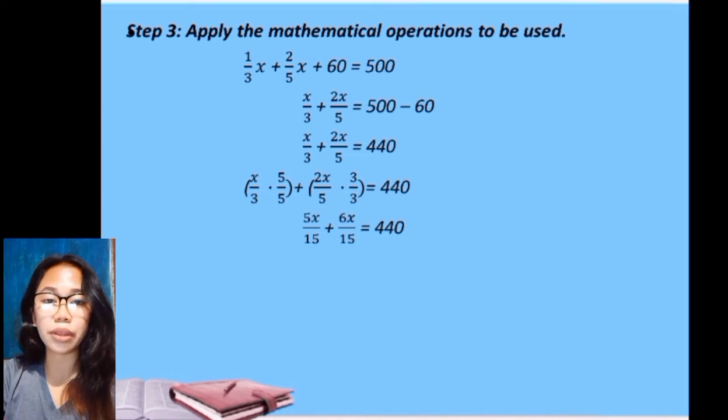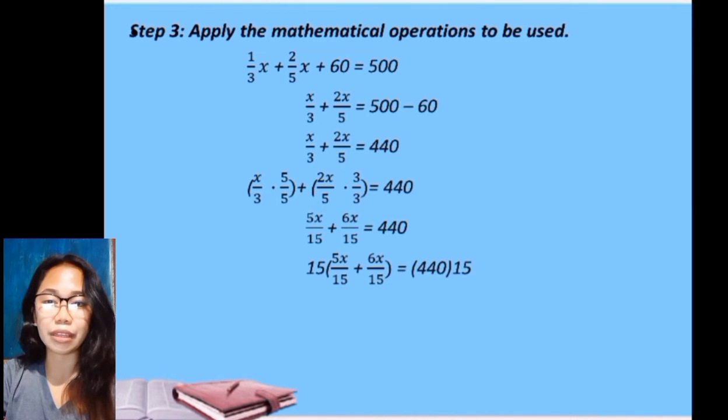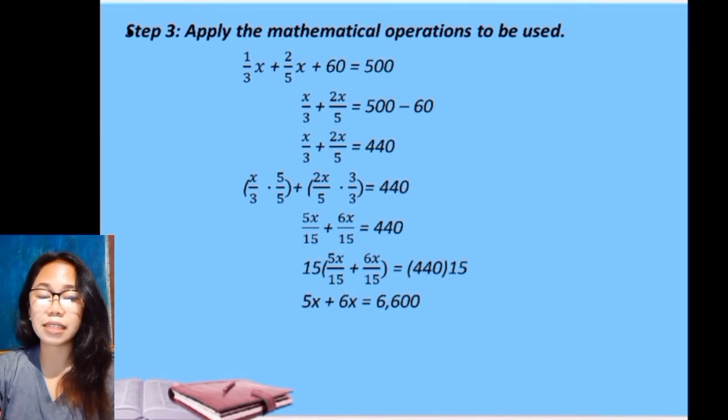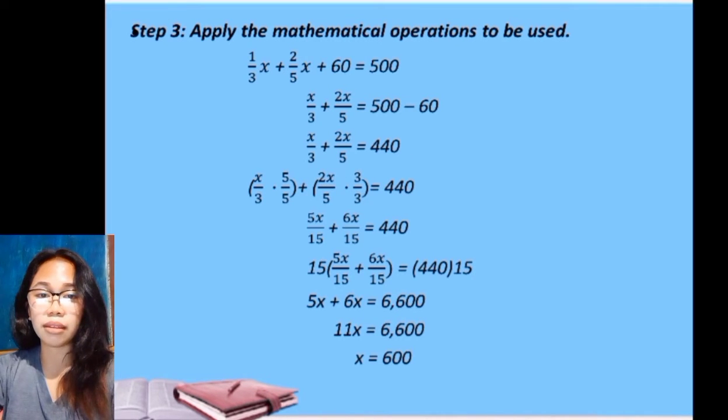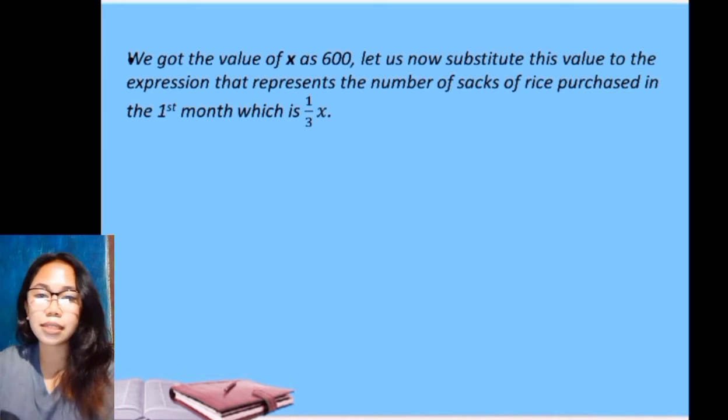To cancel out the denominator, we have to multiply it by 15, and likewise the right hand side, 440 multiplied by 15. And now we have 5x plus 6x equals 6,600. 5x plus 6x equals 11x, with a total of 6,600. We have to cancel out the 11 to get the x, and divide 6,600 by 11, so we come up with x equals 600, which is the value of x. We got the value of x as 600.